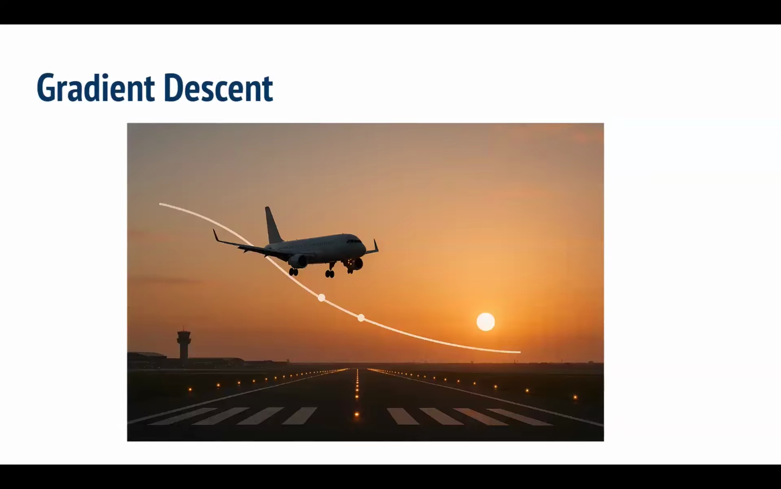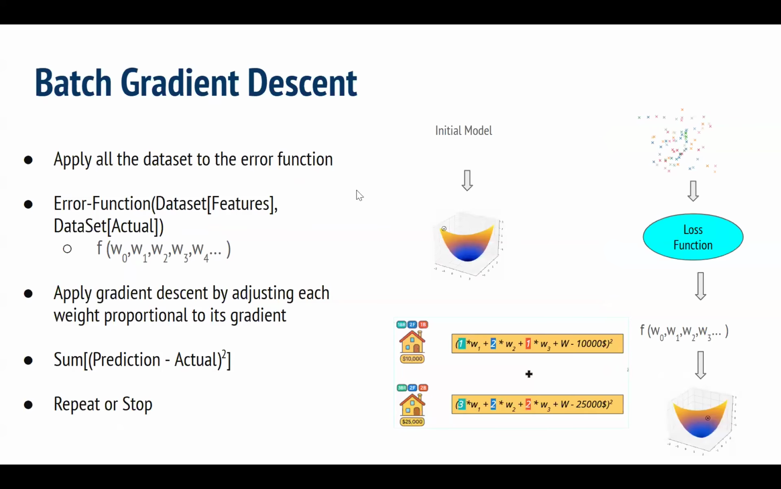We need to revisit the gradient descent algorithm, which is where we minimize our loss function. The gradient descent that we introduced in the previous part of the presentation is where we feed all of our data to the loss function at once, and we have a large function in terms of W0 to Wn, which represents the features of our data. Feeding all the data at once is called batch gradient descent, and we update the weights.